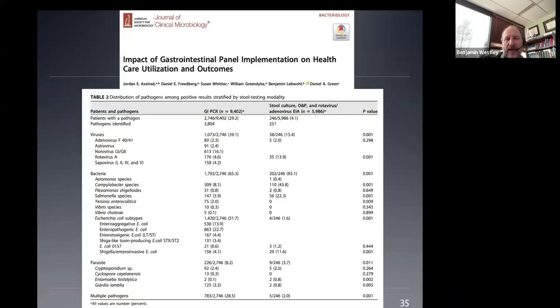For this study, I did want to look at some of the real world impacts of using these stool PCR tests. Many hospitals in Alaska have them. Our hospitals in Anchorage actually don't have them right now, at least not locally. But I found this interesting.